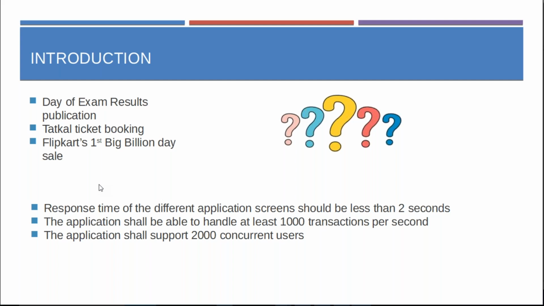So the objective is that I want to test the speed, the scalability, and the stability. By speed, I want to check whether my application responds quickly. Scalability means the maximum user load which my application can handle. Stability means whether my application is stable enough under different loads.